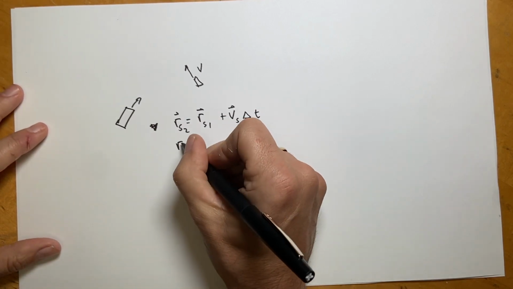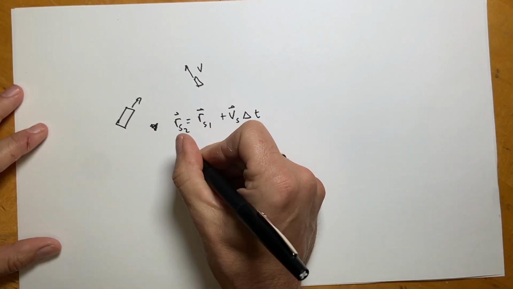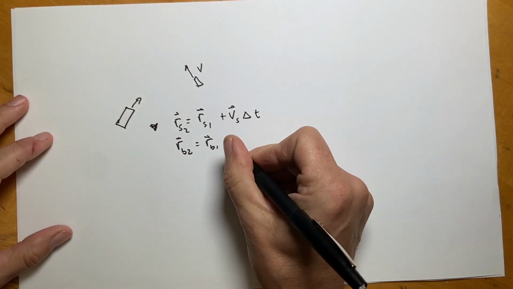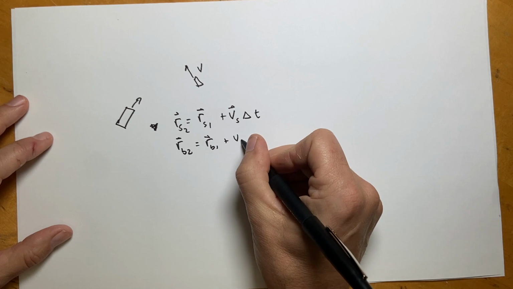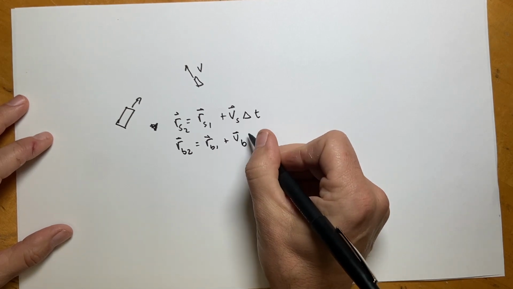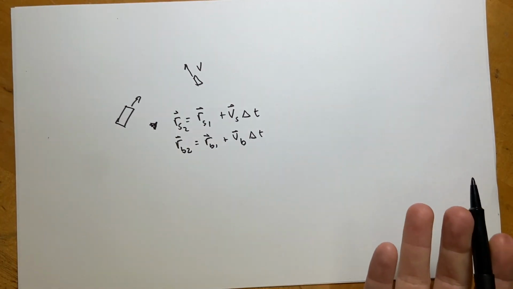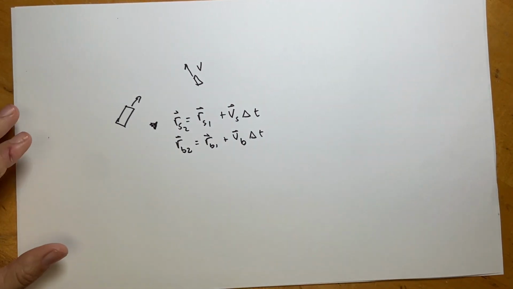And then I can do the same thing for the boat. R boat 2, and the 2 means at the end of the time interval, equals R boat 1 plus V boat delta t. So that's just how I make these things move. And I'm going to do that first.